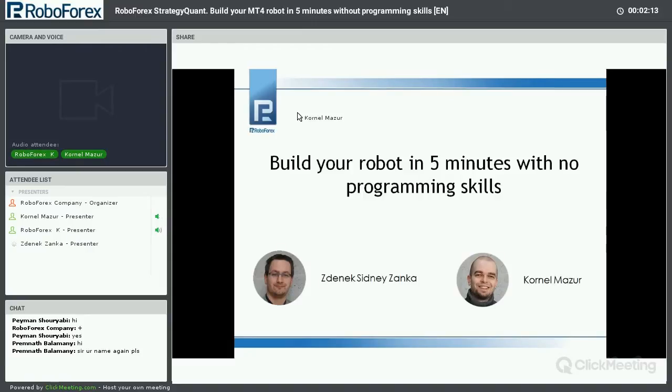Today we introduced a new product, RoboForex Strategy Quant and RoboForex EA Wizard. It's easy to use platforms for building trading strategies. You can create, backtest, and optimize trading robots for MetaTrader 4 without any programming skills. So just drag and drop, no coding.